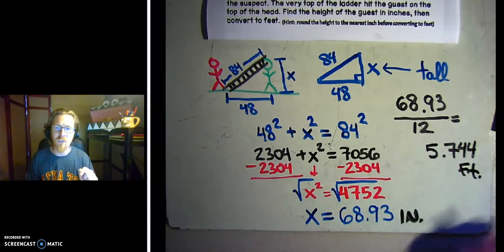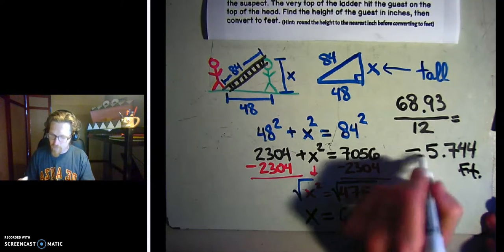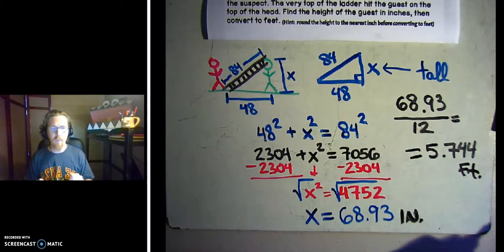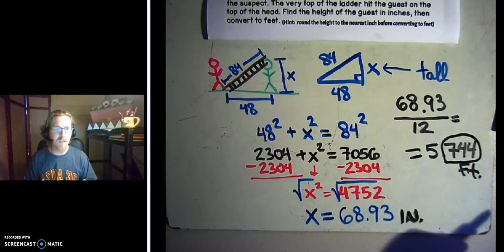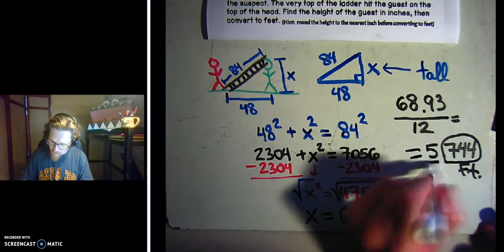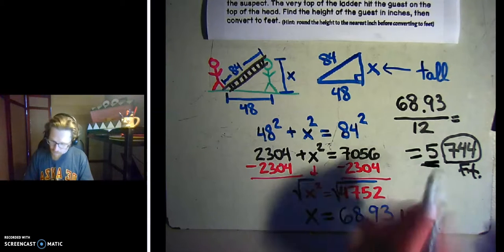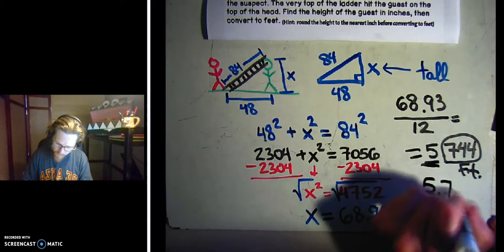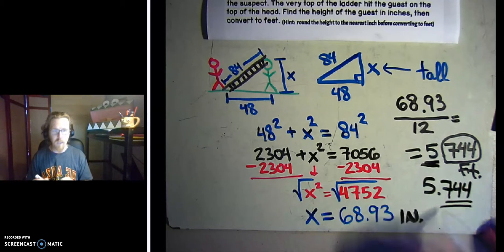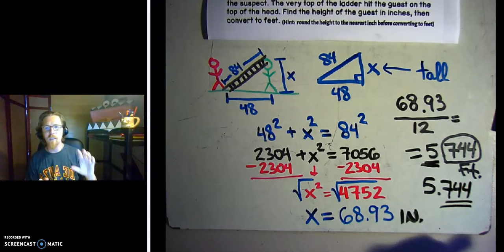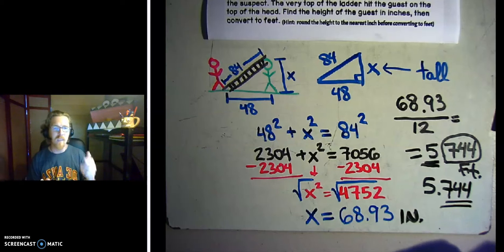But here's the trick, everybody. If you made it this far, thanks for listening. This is not 5 feet 7 inches. So we do know that he is 5 feet tall. We know that he is 5.744 feet tall. But this actually doesn't tell me his inches. I need to actually convert that back into inches.